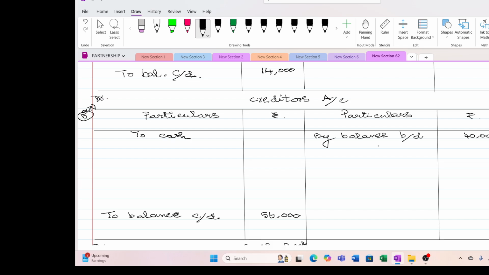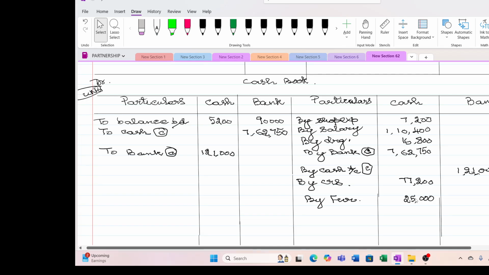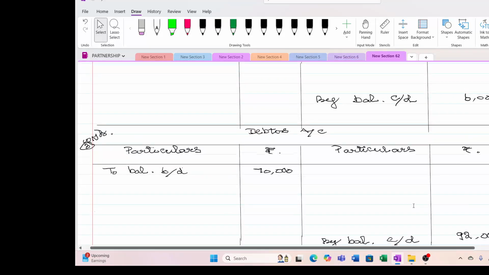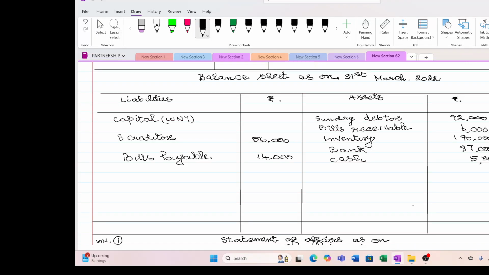Whenever you write on the debit side, the balance of creditors comes down. You understand that? 77,200 we paid for creditors and the payment of furniture. So it is an asset. We have added it during the current year, so we have to add it to our balance sheet. Okay, so I am adding furniture. So the double entry for all these things has been completed.